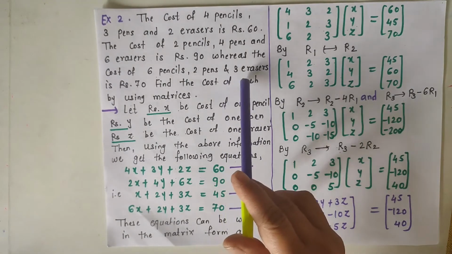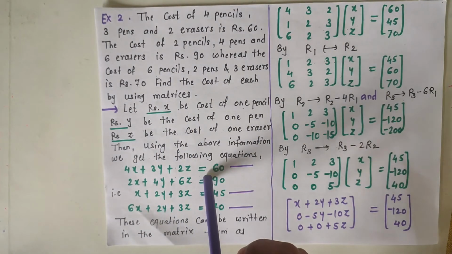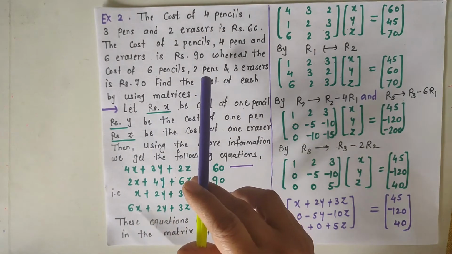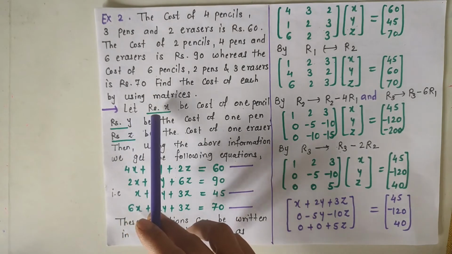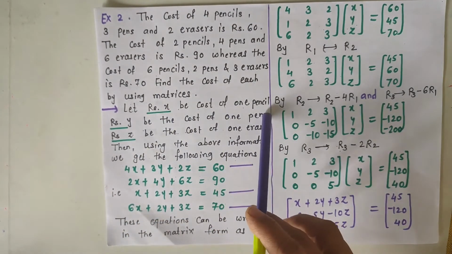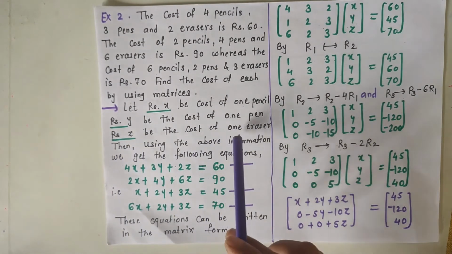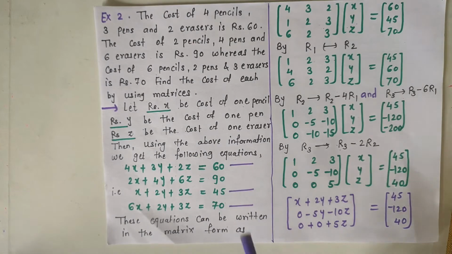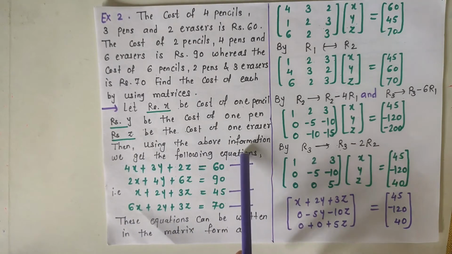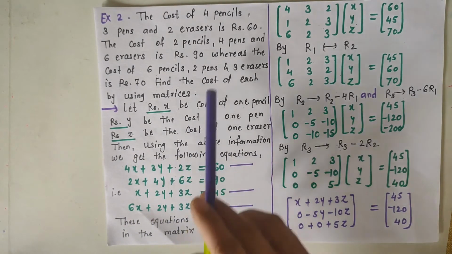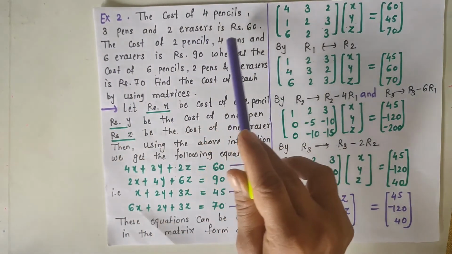So from the given information, we have to convert this information into equations. So consider the cost of each pencil, each pen and each eraser. Let rupees X be the cost of one pencil, rupees Y be the cost of one pen and rupees Z be the cost of one eraser. By considering the cost of one pencil, one pen and one eraser, using the above information, we get the following equations.